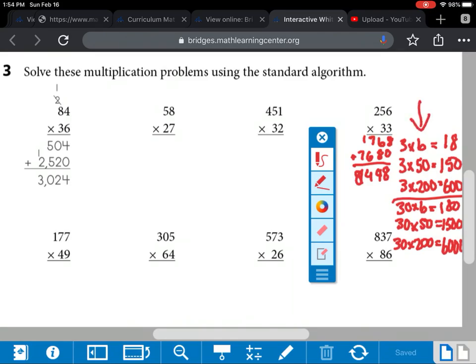What we want to make sure that we pay attention to when we do the Bowtie method is place value. So the standard algorithm makes it so we don't have to think about place value, but when we do the Bowtie method, we absolutely do have to think about place value.